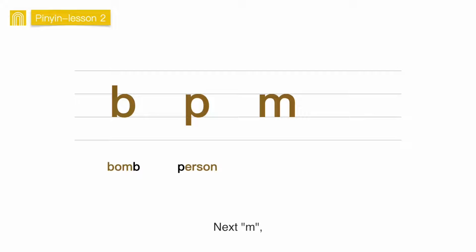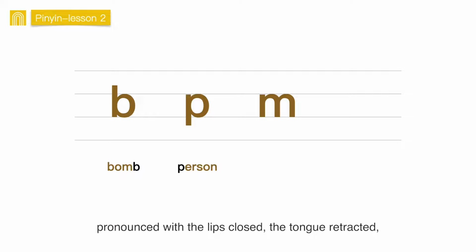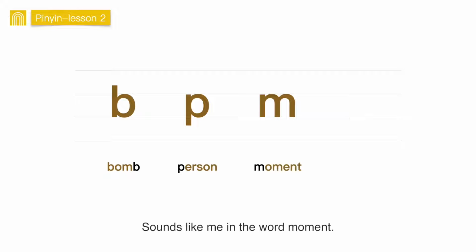Next. M. Pronounced with the lips closed, the tongue retracted, and then the mouth is suddenly opened. The vocal cords vibrate. M. M. Sounds like the M-E in the word moment.